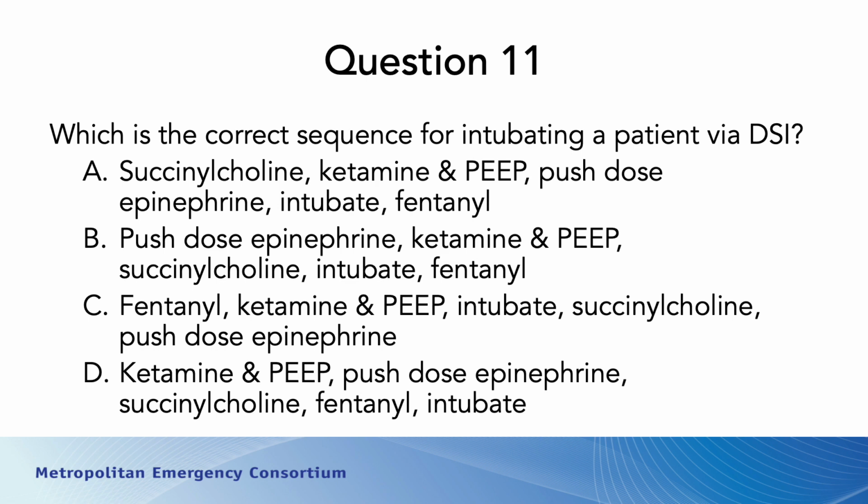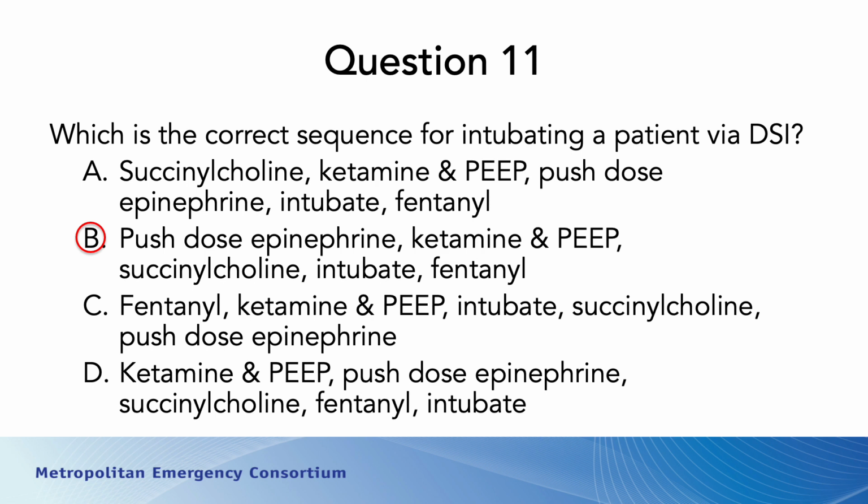DSI question, which is the correct sequence for intubating a patient? I'm not going to read all of them to you. For me, the correct answer is B. If you look at the protocol, we use push dose epinephrine as needed to obtain an adequate blood pressure. If the patient has an adequate blood pressure or is hypertensive, we don't need to use push dose, but push dose comes first if needed.